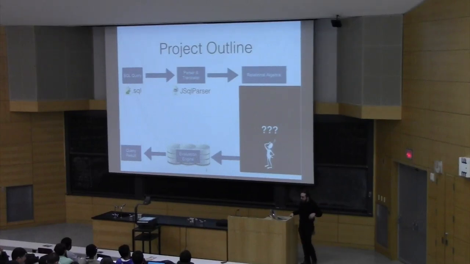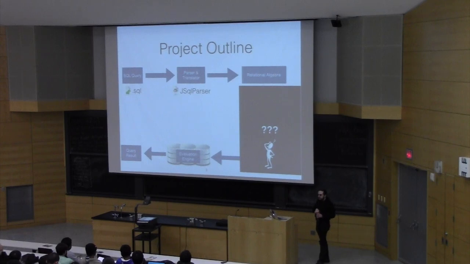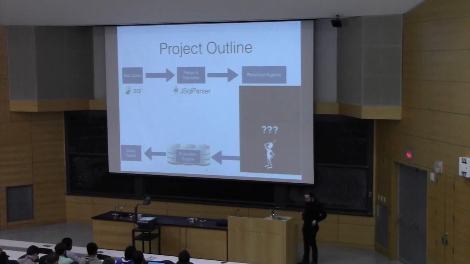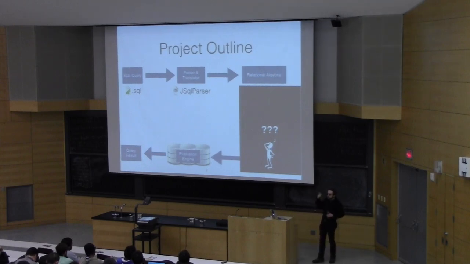together. We have our query. The query goes through a translator, which we're giving you the parser. And then the parser feeds into a translator that produces a relational algebra tree, and that relational algebra tree gets evaluated. There's a few steps in the middle there.